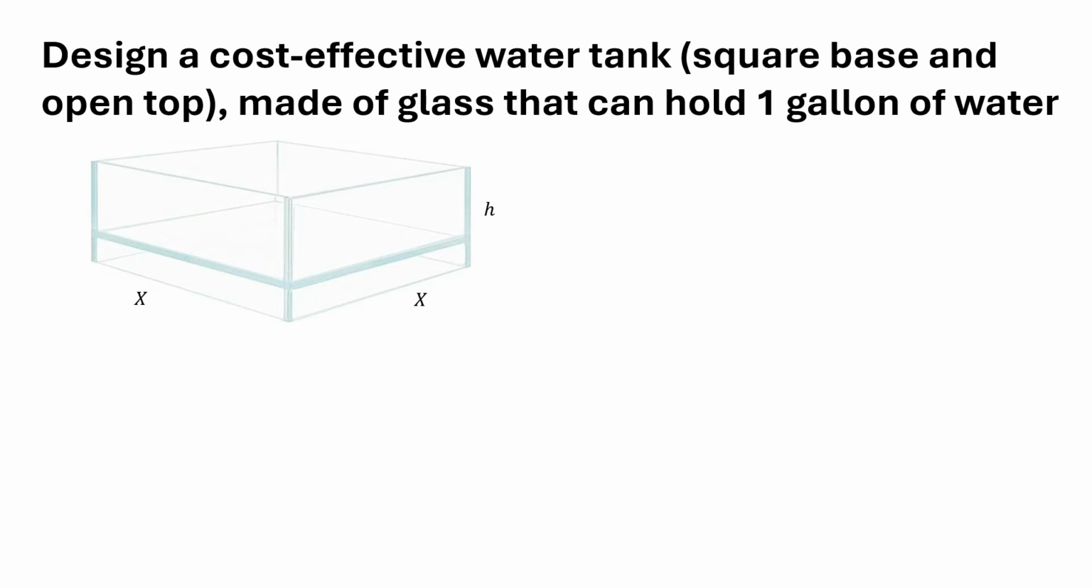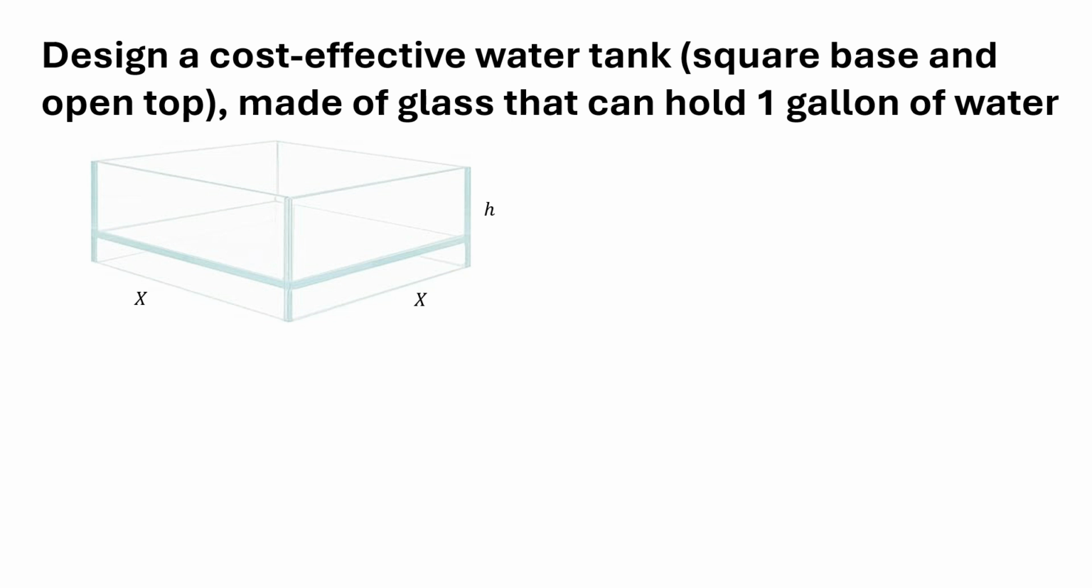Hello and welcome everyone. In the previous video, we discussed extreme values of a function and that they are useful in finding the best way of doing something. Here, we will try to design a cost-effective water tank that is made of glass and that will have a square base and an open top. And the requirement is that this tank should be able to hold 1 gallon of water. Let's see how we can design such a tank.